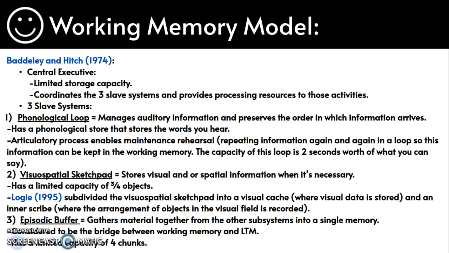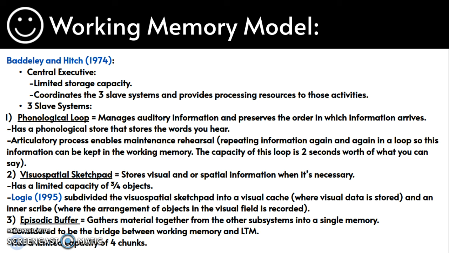The phonological loop manages auditory information and preserves the order in which information arrives. It has a phonological store that stores the words you hear. It has articulatory processes that enable rehearsal. So this is when you repeat information again and again in a loop, so the information can be kept in the working memory. The capacity of this loop is 2 seconds worth of what you can say.